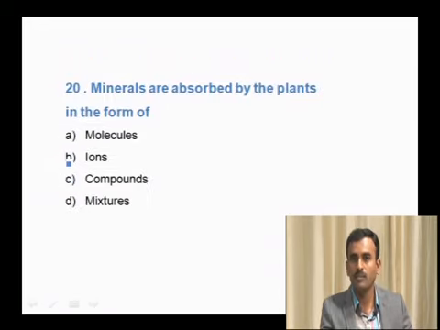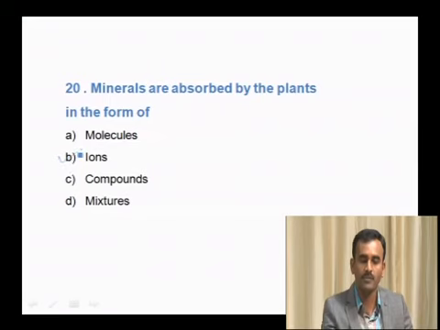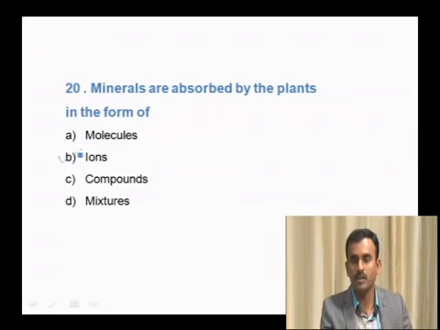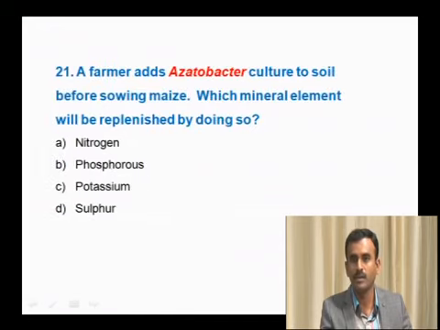Next question. Minerals are absorbed by the plants in the form of. Plants absorb minerals in the form of solution. For solution formation, water combines with ions. Ions can form solution, and only in the form of solution plants can uptake minerals. Answer for this is option B. A farmer added Azotobacter culture to soil before sowing maize. Which mineral element will be replenished by doing so?